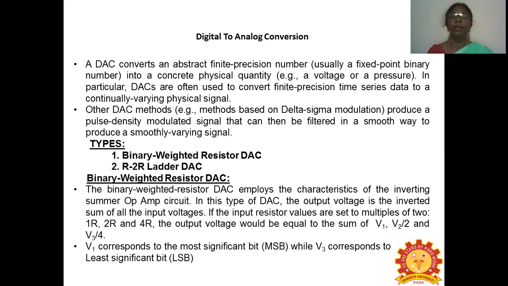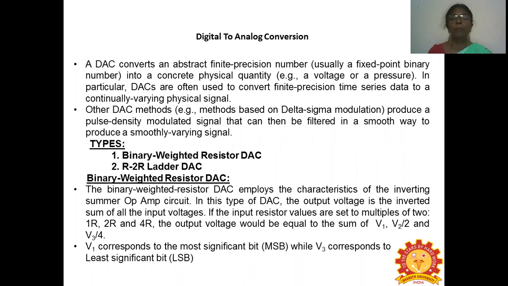In particular, digital to analog converter circuits are often used to convert finite precision time series data to a continuously varying physical signal. Other digital to analog converter methods produce a pulse density modulated signal that can then be filtered in a smooth way to produce a smoothly varying signal.